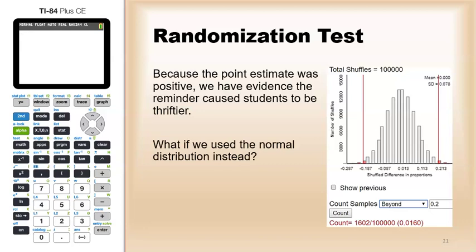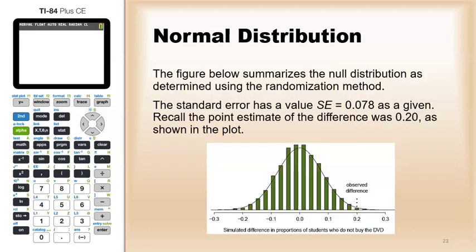But what if we used the normal distribution instead? Well, this figure here summarizes the null distribution as determined by the randomization method. And behind it, you see a normal curve. And that normal curve fits pretty well. The standard error of that normal curve is 0.078. And if you recall, the point estimate is 0.2.